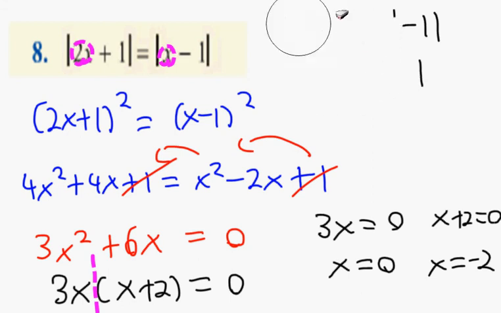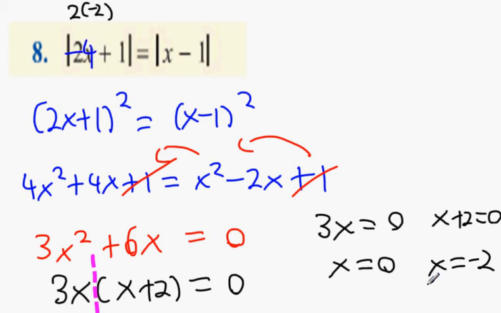The next answer is replace them all with minus 2. 2 times minus 2 is minus 4. This is going to turn into minus 4. Minus 2 minus 1 is minus 3. So we're going to get the modulus of minus 3. And this one's also going to be the modulus of minus 3. The modulus of minus 3 equals the modulus of minus 3. Hence they both work. Okay? So we're getting two answers, because it's a plus and minus. Okay?